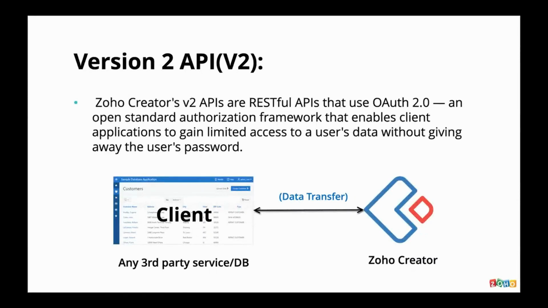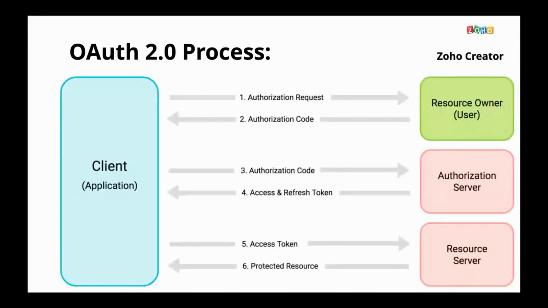The first feature is the OAuth process. The V2 API supports OAuth authentication. On the left side, you can consider the client to be any third-party service from where you're going to push data into Zoho Creator. On the right, you have the resource owner who owns the Zoho Creator account. Then we have Zoho Creator's authorization server, which is used to generate the access and refresh token. And the last is the resource server, from where we push or pull the data. That's where the data will be stored, and you can push and pull data with respect to the access token that's been generated.